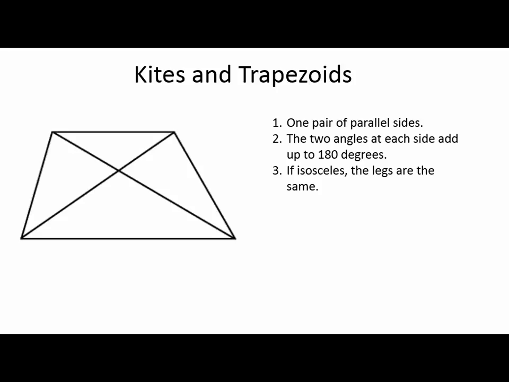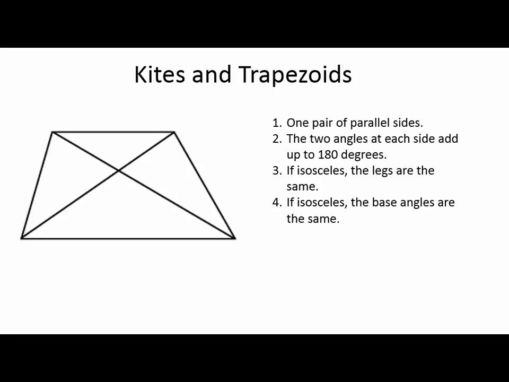There are going to be three properties we're going to have if they're isosceles. Remember, they're isosceles if the legs are the same. Another property we have is, if isosceles, the base angles are the same. I'll explain that in a minute.